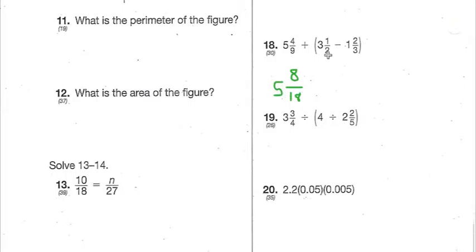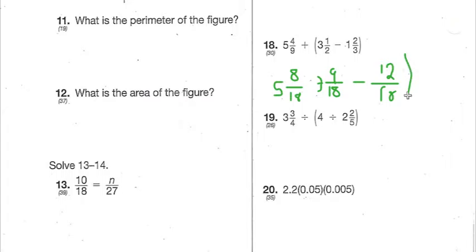Okay. 2, what do I do to make 18? I multiply it by 9. So we have 9 over 18, which is the same as a half. And then we have 2/3. 3, we multiply it by 6 to get it to be 18. 6 times 2 is 12.